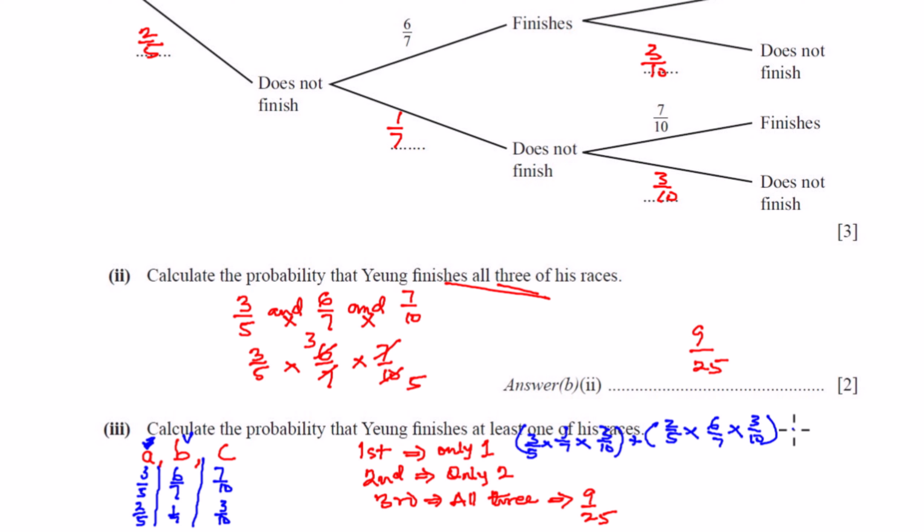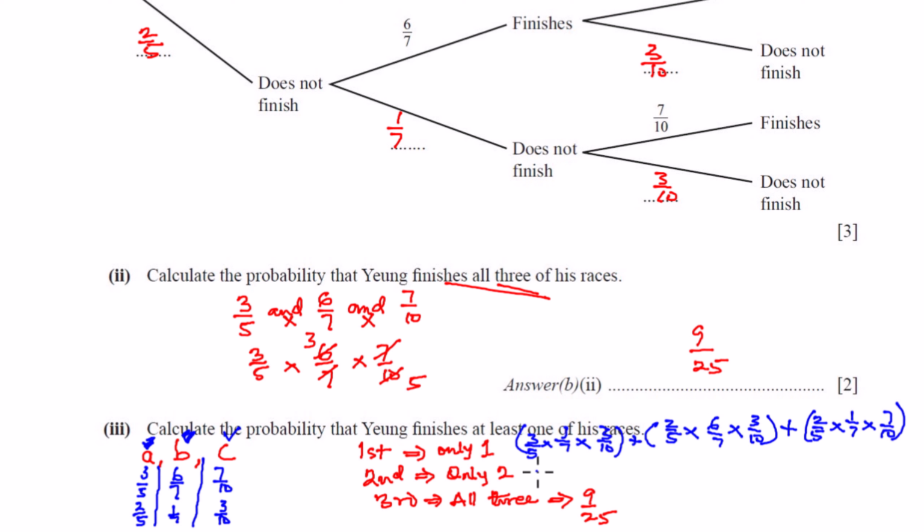Then lastly, on this first case, let's imagine now that it is the third one that he finished. He didn't finish the first 2. So if he finished the third one, that means he didn't finish the first one, which is 2/5, the second one 1/7, and then he finished the third one, 7/10. So this will be 2 over 5 times 1 over 7, then times 7 over 10. So that's the first case scenario.